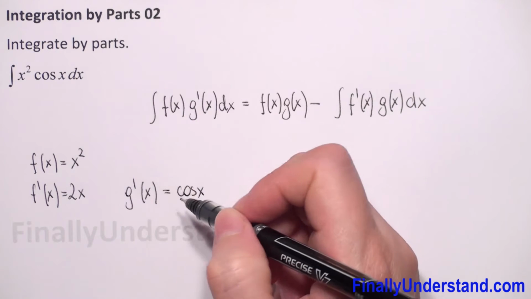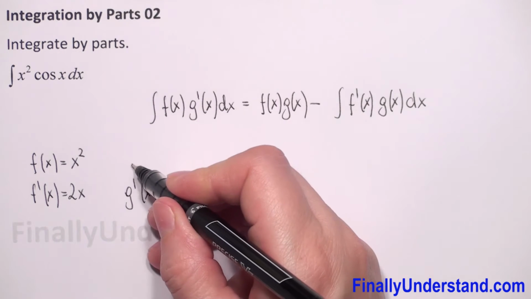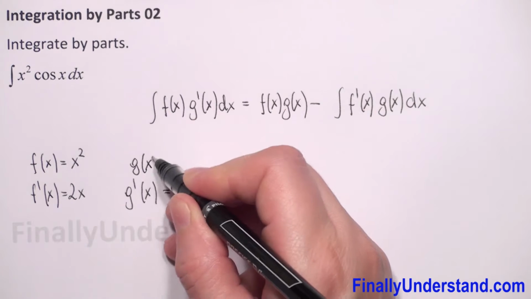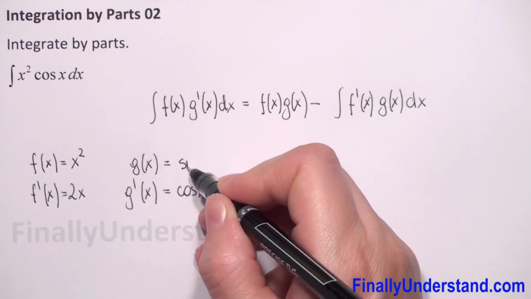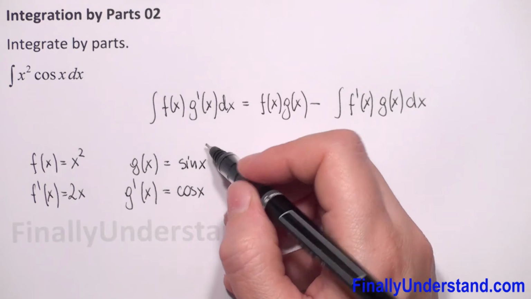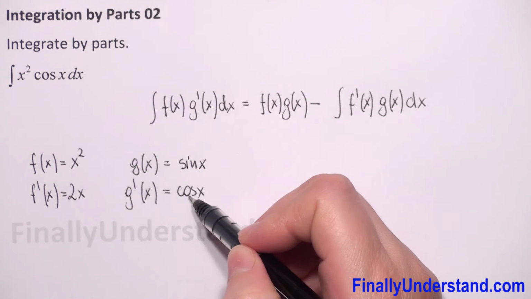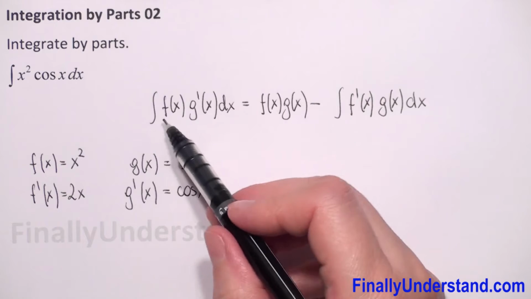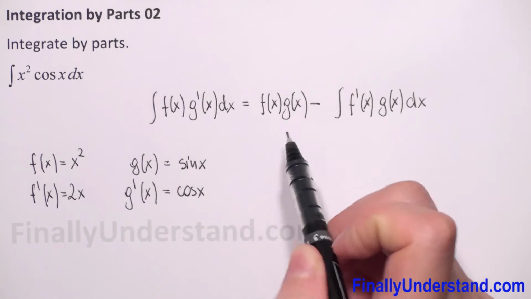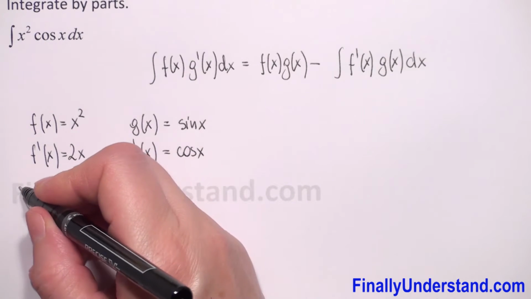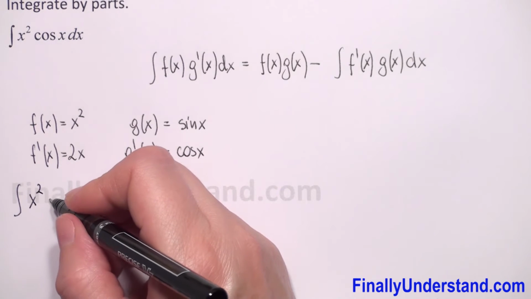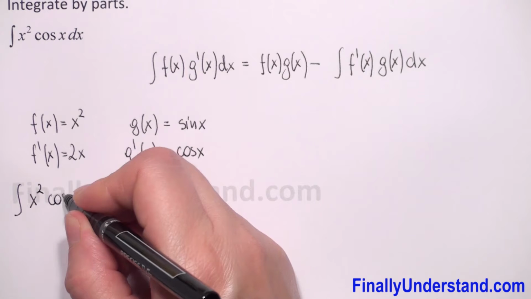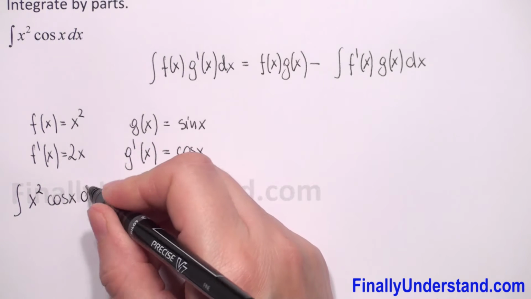Now we have to find the antiderivative of cosine of x, which is equal to sine of x, because the derivative of sine is cosine. So now we just have to use this formula. Let me rewrite our integral. We have the integral of x squared times cosine of x dx.